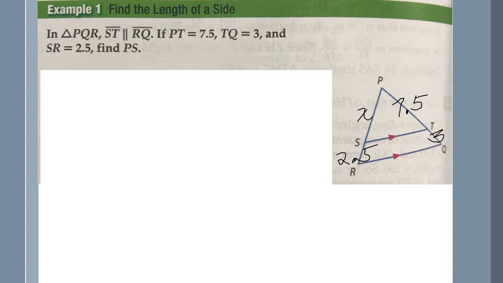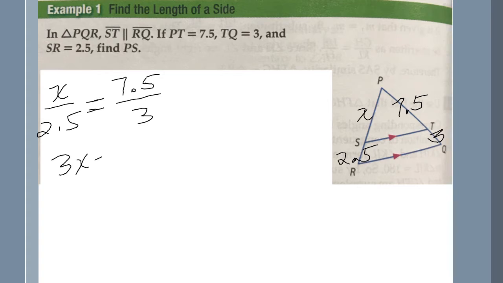So I'm going to go from top over bottom, right? So X over 2.5 equals 7.5 over 3. So now we just cross multiply. I end up with 3x equals 18.75. I'm going to divide each side by 3, and I end up with x equals 6.25.